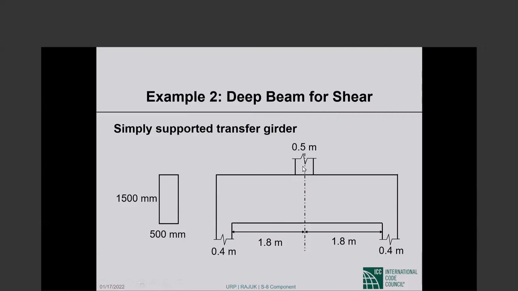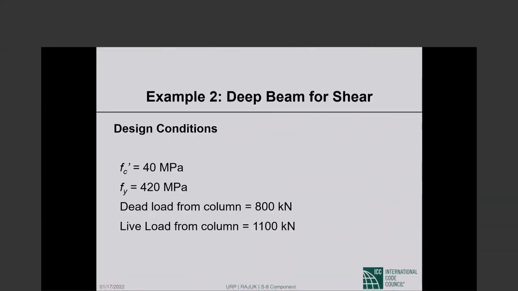This is the load applied at the 0.5 meter width of the column. This is a transfer girder. This is a column coming down on the girder, and then the girder is supported on two columns that are 3.6 meters apart, and the columns are 0.4 meters, 400 millimeters wide. So this is 1.8 meters, this is 1.8 meters. 1500 by 500 is the section.